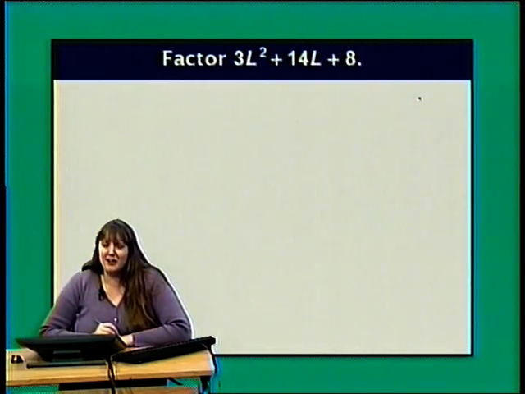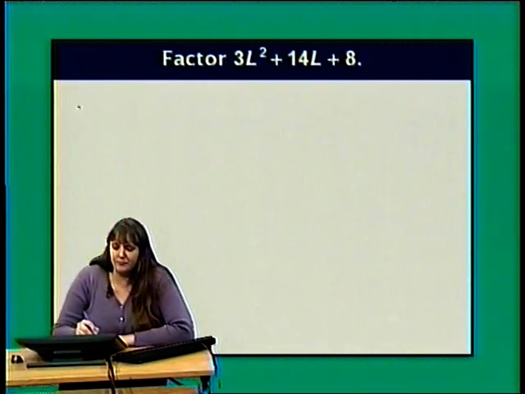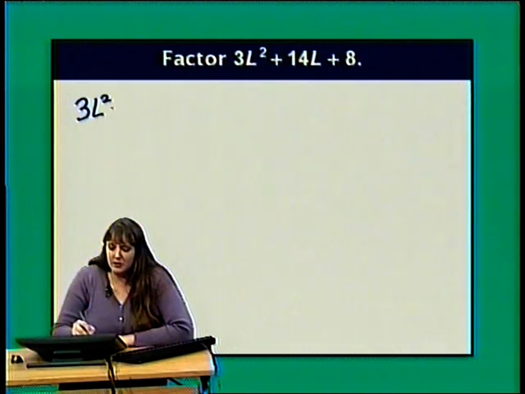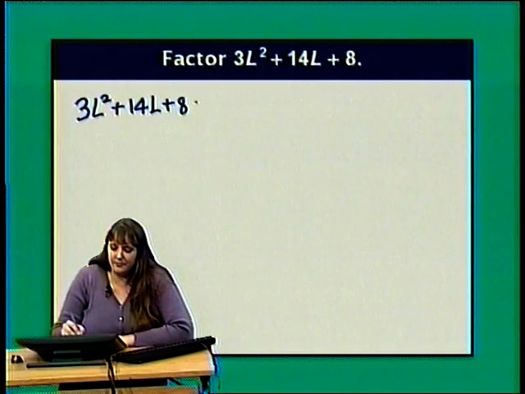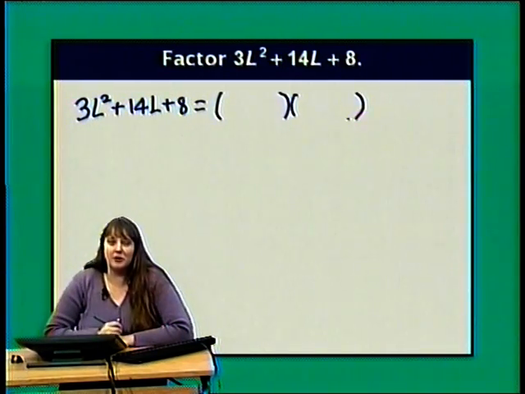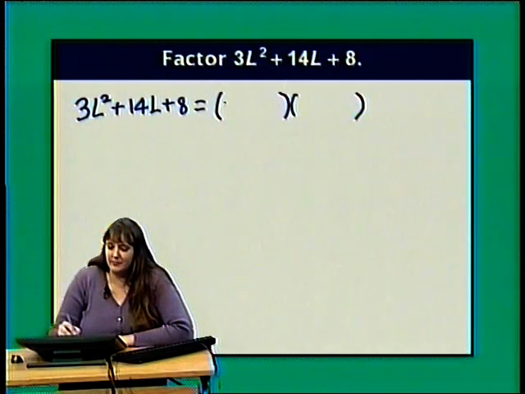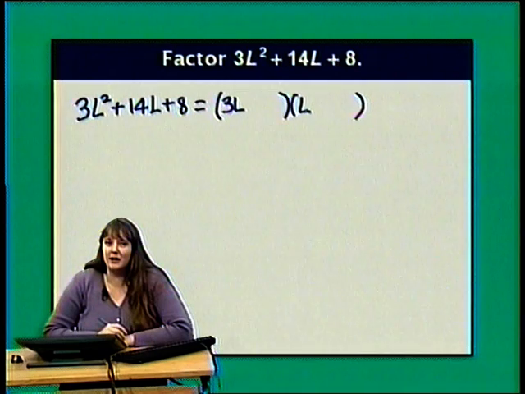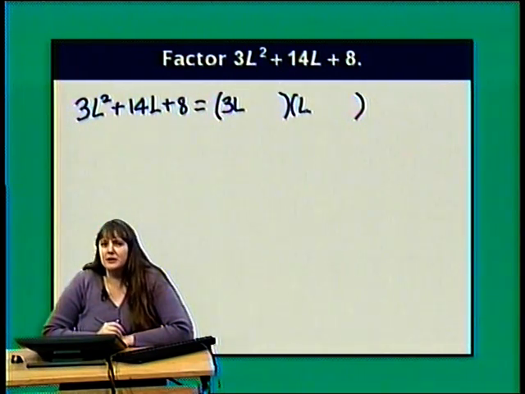I'm again going to think about guessing and checking here. 3l squared plus 14l plus 8, I'm going to try to break up as a product of two binomial factors. For my first terms, I'm going to use 3l and l. Now my constant 8 at the end, this isn't prime. 8 has more than just a pair of factors as the prime numbers in the previous examples did.